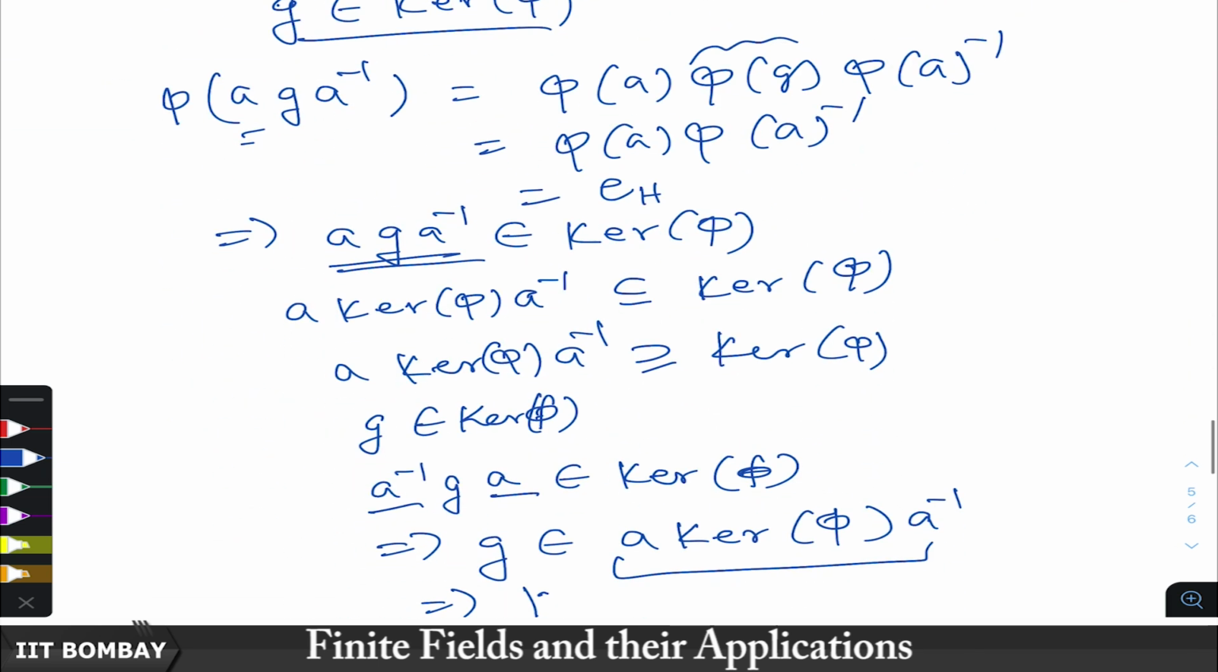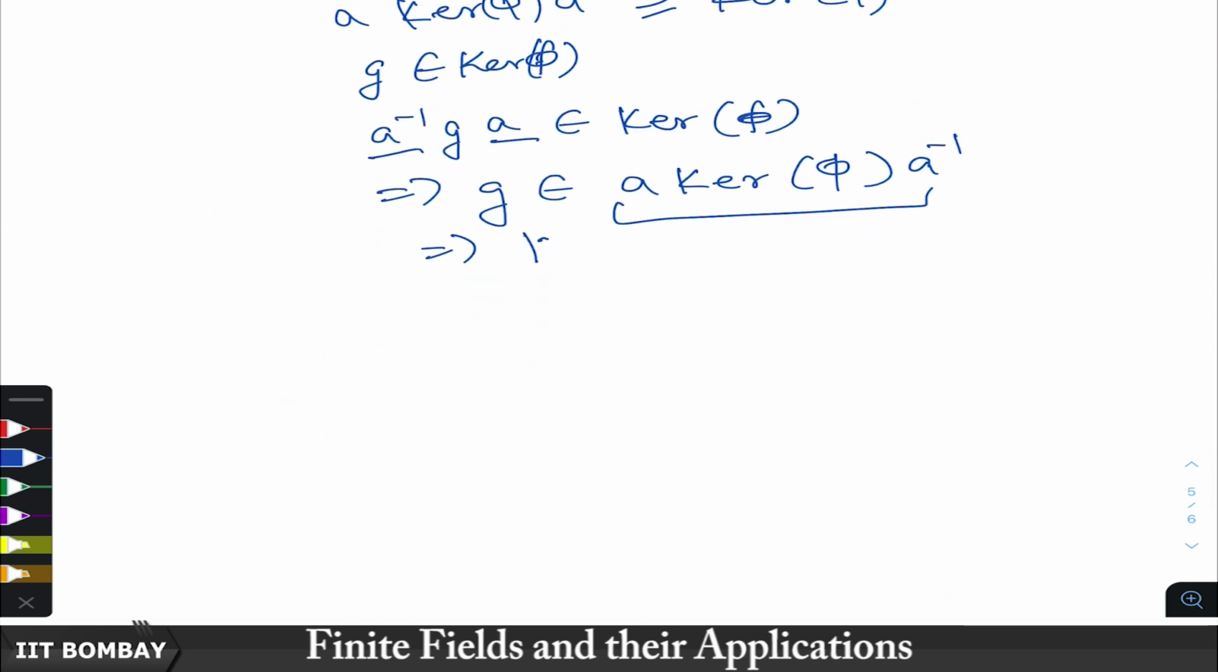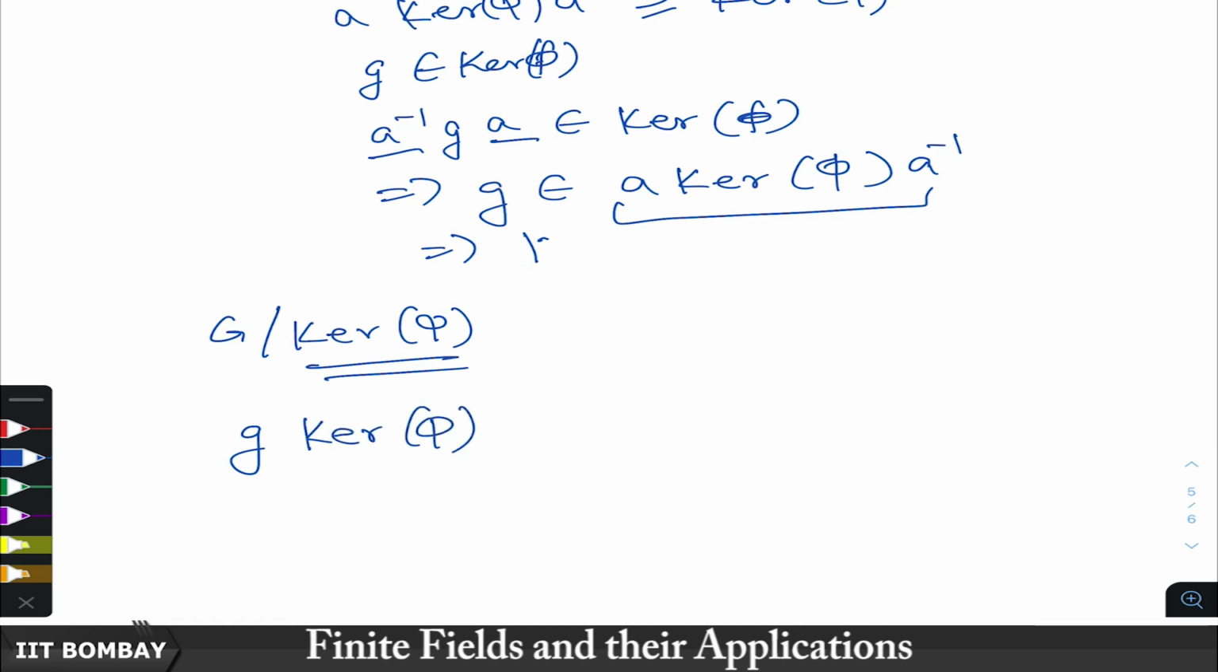Now, once we have a normal subgroup, we can define the quotient group, which is G by kernel phi, the cosets of kernel phi, and the operation is well defined because this is a normal subgroup. Now, let us observe what happens. If you take a coset of kernel phi, you can write it as a left coset or right coset, it does not matter: g times kernel phi. So, the elements here are of the form g g prime, where g prime is in the kernel.